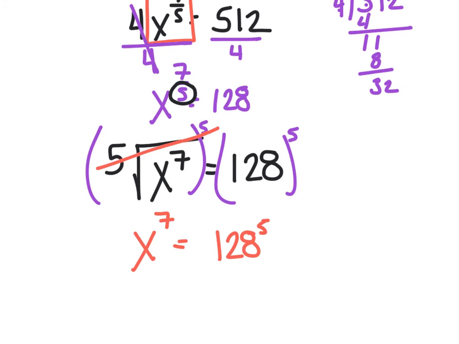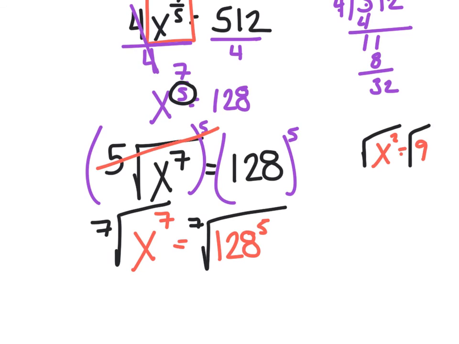Now, I don't have a calculator with me, so watch what I'm going to do. I'm not actually going to solve that side yet. I'm going to say, okay, how do I get x by itself? Well, I'm going to go back. You don't have to write this down, but just watch. If I have the basic equation x squared equals 9, what do I do to get x by itself? Well, I take the square root of it, right? So I'm going to take the 7th root of x to the 7th, and whatever I do to that side, I have to do to this side. So those zap out, and I get x equals the 7th root of 128 to the 5th.